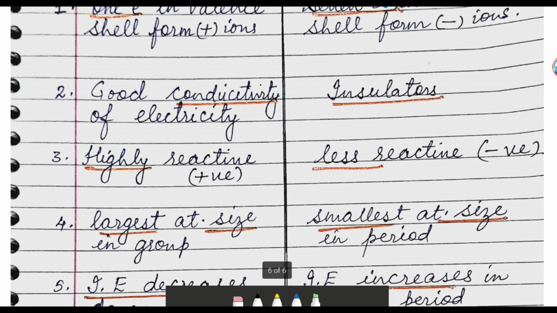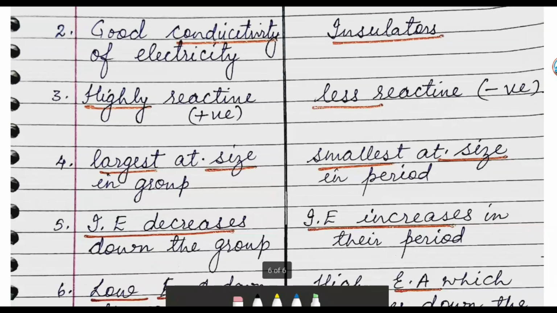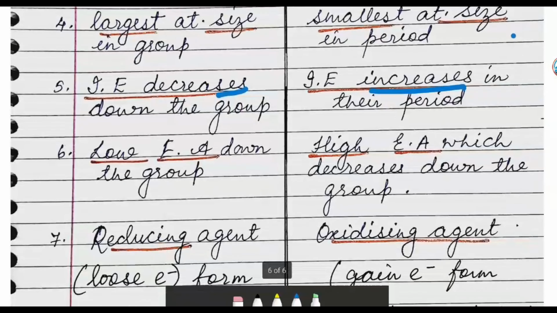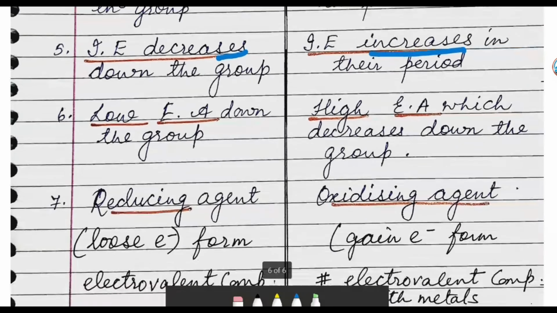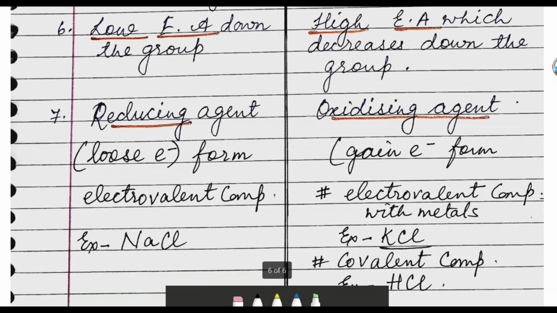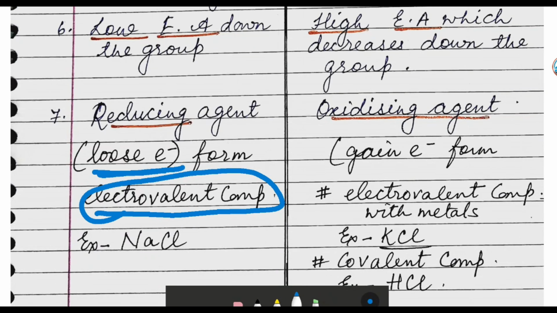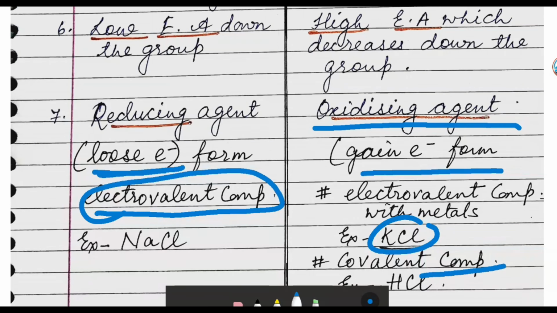Next is good conductivity of electricity. This is the insulator, highly reactive, less reactive, large atomic size, smallest. Here ionization decreases, here ionization increases. Then low electron affinity, as we have studied, and high electron affinity. They are the reducing agent. Why? Because they lose electrons, and they form electrovalent compounds. This is important. They are the oxidizing agent. Why? Because they gain electrons and they form electrovalent compounds with the metals, that is KCl, and covalent compounds like HCl, hydrochloric acid.